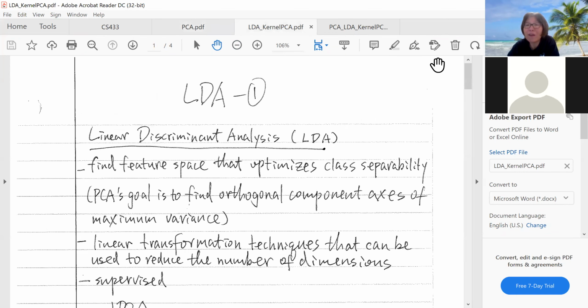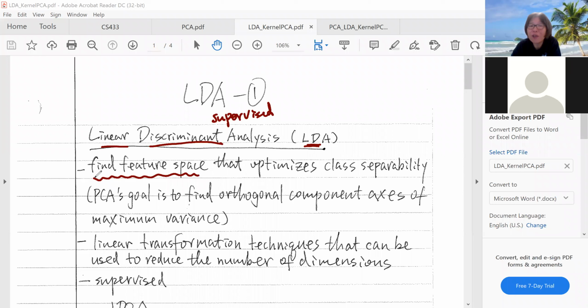And then next, let's see the LDA. Okay, so this is called linear discriminant. Okay, discriminant. And this is for supervised. Later on, we will see why it says supervised. So it tries to find some feature space that can optimize class separability. So that's the goal.